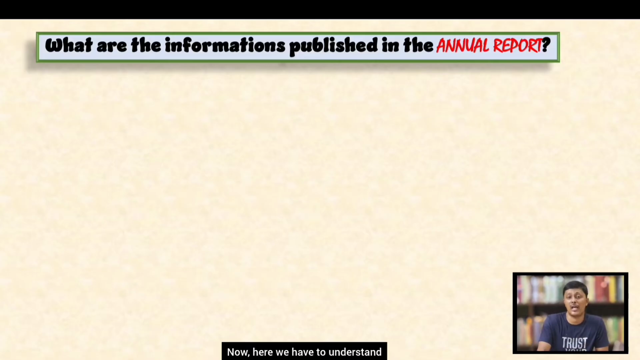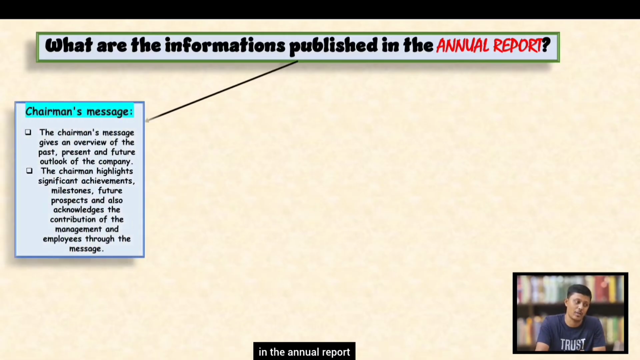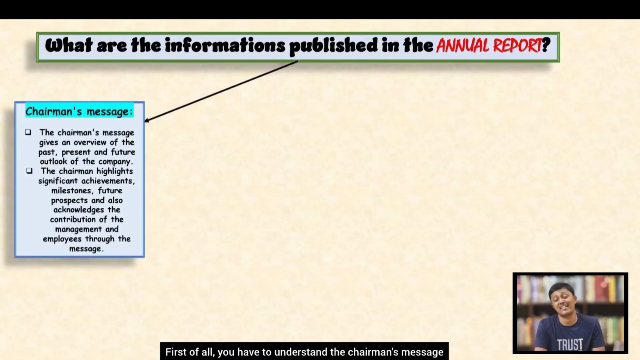Now, here we have to understand what information is published in the annual report. First of all, you have to understand the chairman's message.